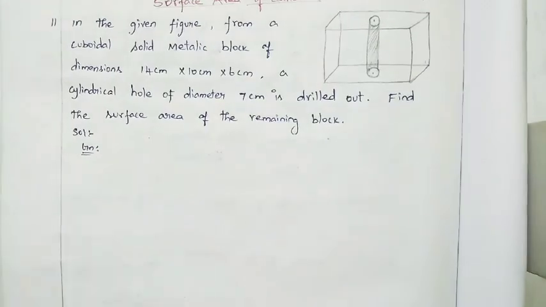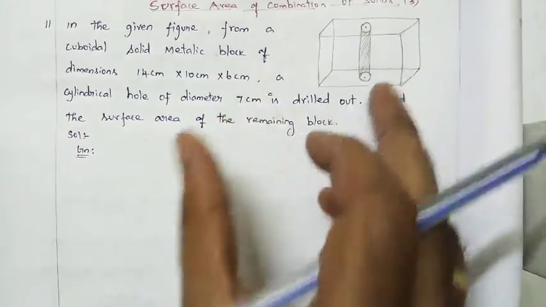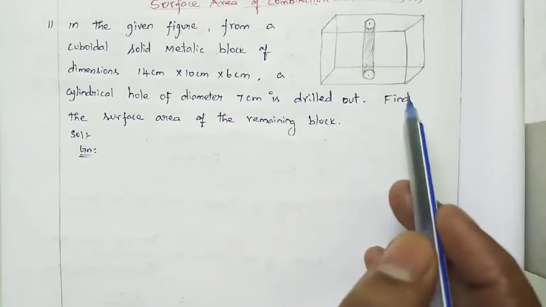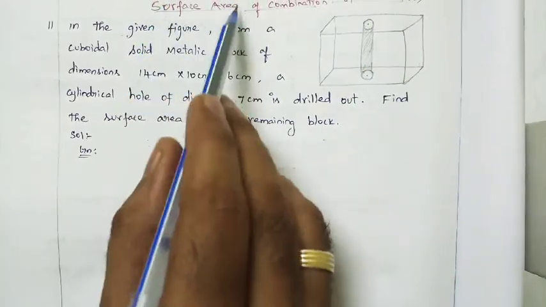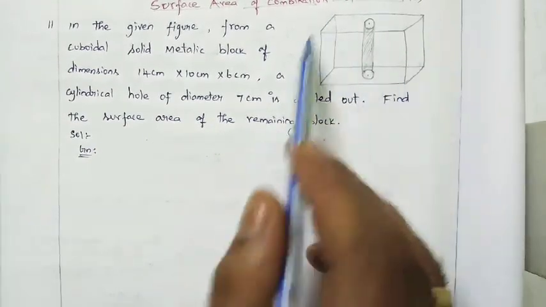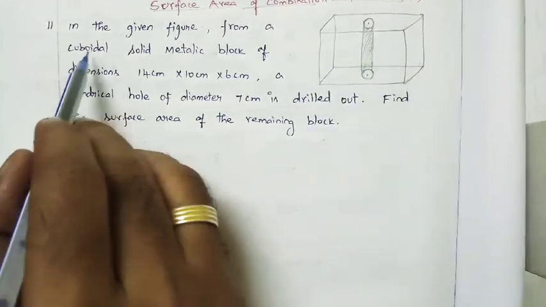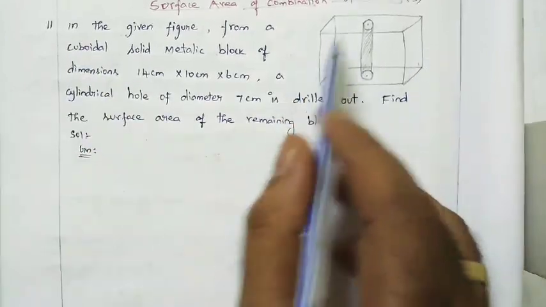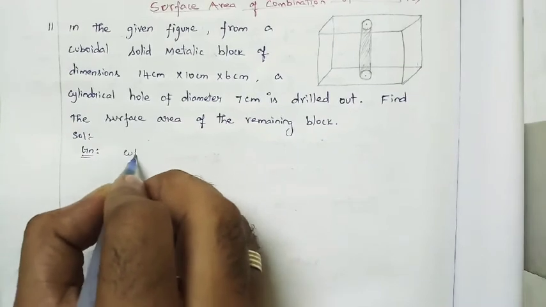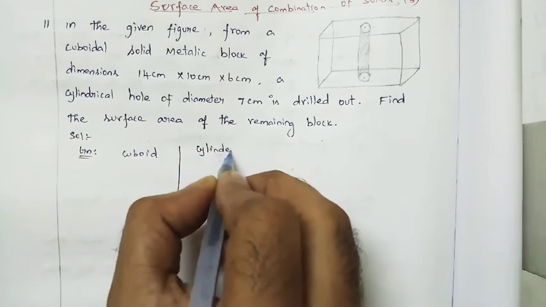I told you that whenever we are having this kind of sums, you just think that you are having this solid shape, and you are painting all the sides of the solid. Likewise, we want to find the surface area of the remaining solid. So first of all, what are the shapes we are having? Cuboidal solid, cuboid, and another one is cylinder. So we are having two shapes, cuboid and cylinder.